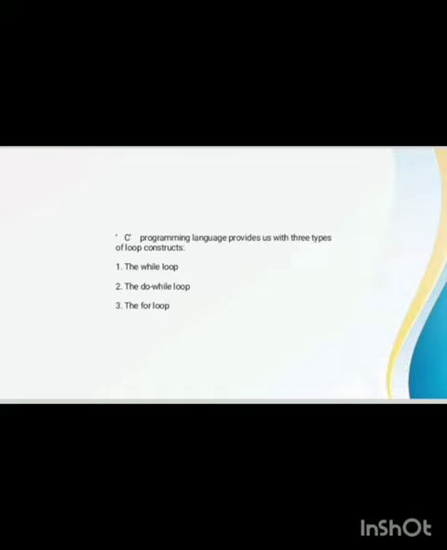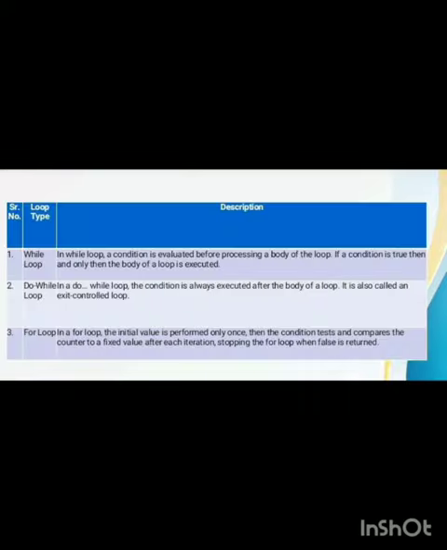The C programming language provides us three types of constructs: the while loop, the do while loop, and the for loop. In a while loop, a condition is evaluated before processing the body of the loop. If the condition is true, only then the body of the loop is executed. In a do while loop, the condition is always evaluated after the body of the loop. It is also called the exit control loop. In a for loop, the initialization is performed only once. Then the condition is tested and the counter is compared to a fixed value after iterations, stopping the for loop when false is returned.